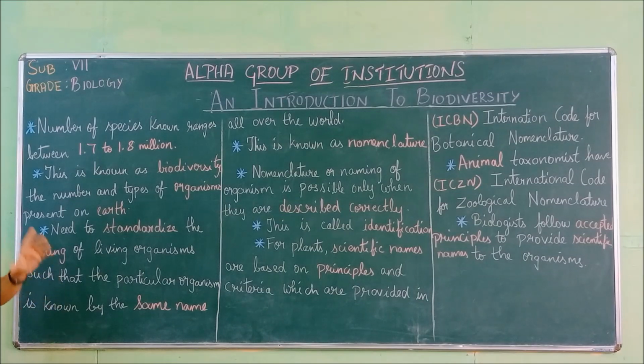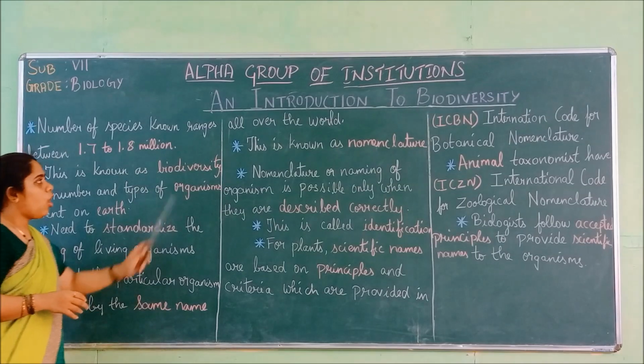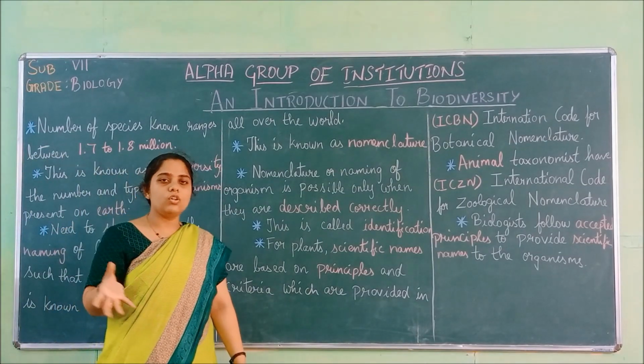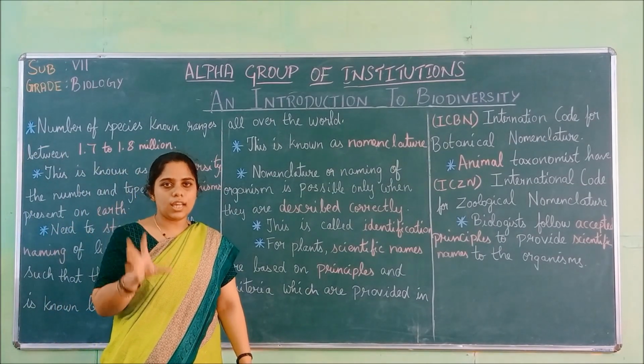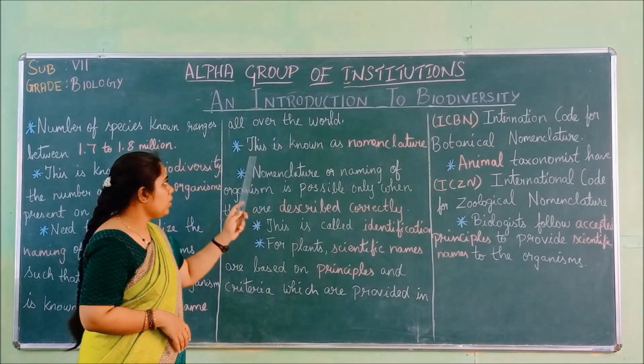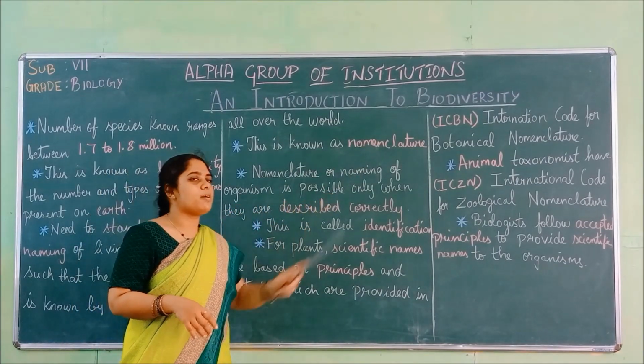We have to name them properly so that wherever they go, they are called by the same name. So that is what is said here. And all over the world, wherever we go, it has to be named the same. So this is known as nomenclature.